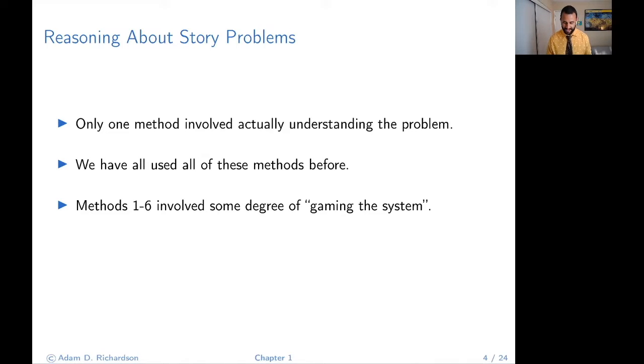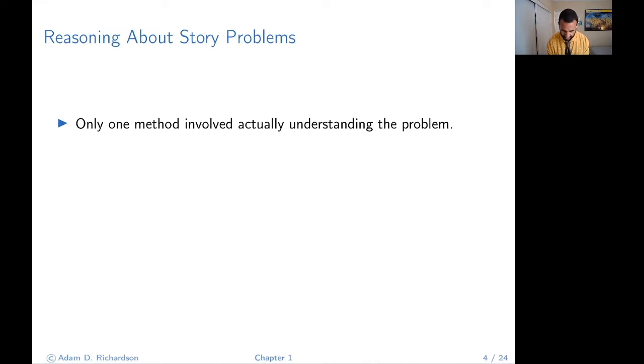But the catch is this: those methods, 1 through 6, involve some degree of what I like to call gaming the system. What I really mean is that in those methods, the students have shifted their perspective and they are no longer trying to understand the problem and answer the question. What they're doing is they've recognized that they are in an assessment scenario and they're essentially trying to defeat the assessment, or in this case, like a test, right? So they recognize that they're being tested in a certain way and they stop trying to understand the problem, they start trying to defeat the test.